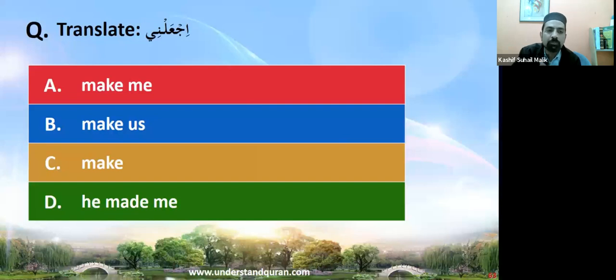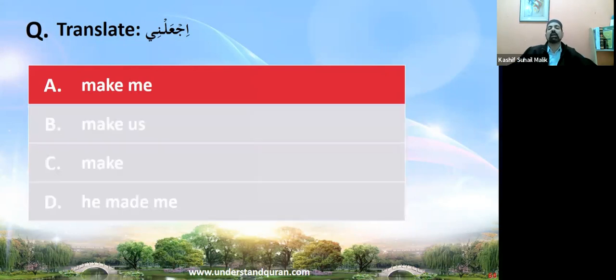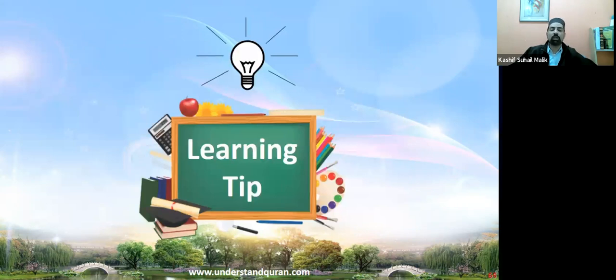Ij'alni, translate it, A, B, C, D. It is very easy now. You remember we said Allahumma ja'alni min at-tawwabin wa ja'alni min al-mutatahhirin. So today you learned how it was formed. Ij'alni, make me. Alhamdulillah.